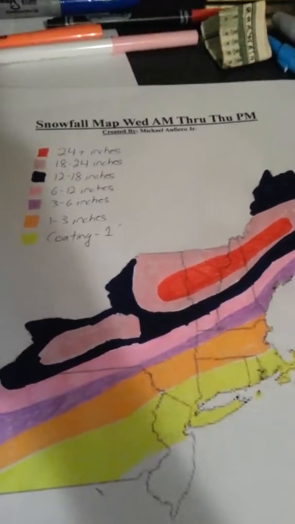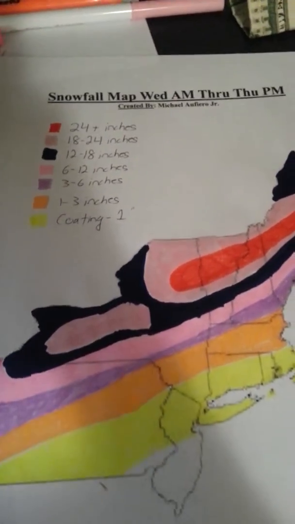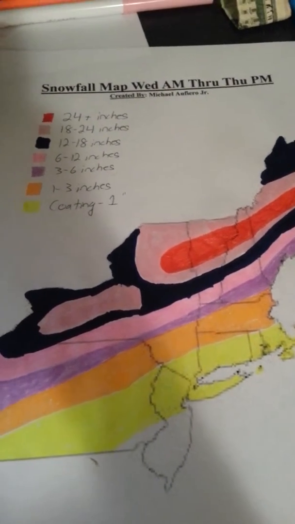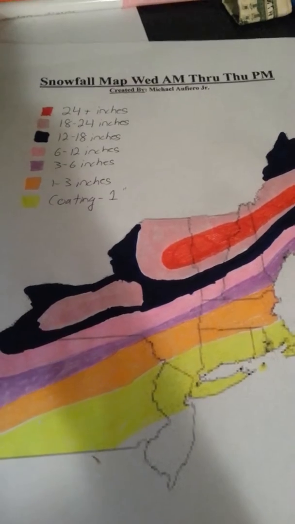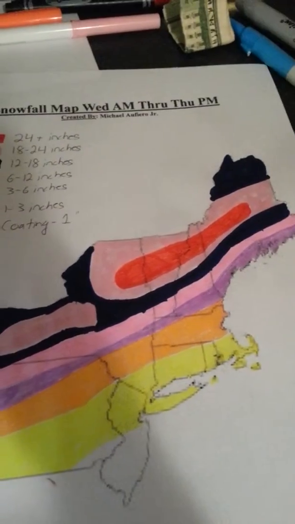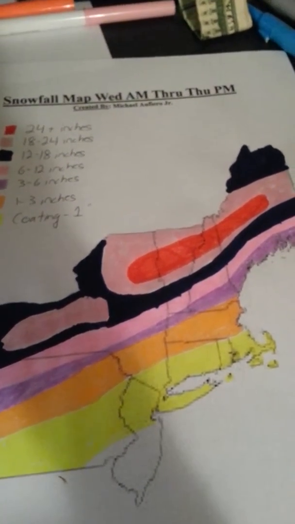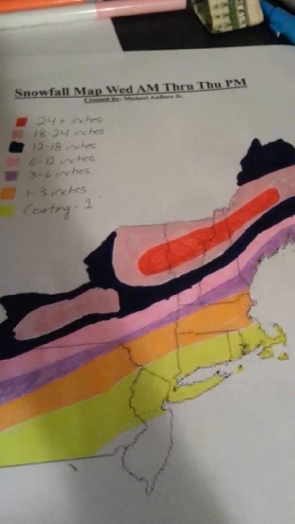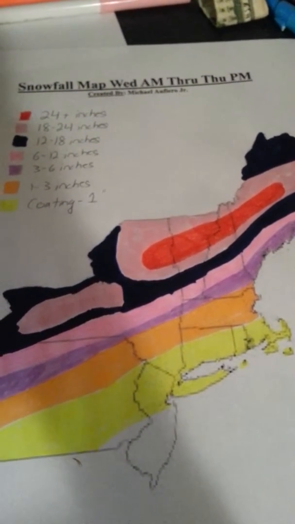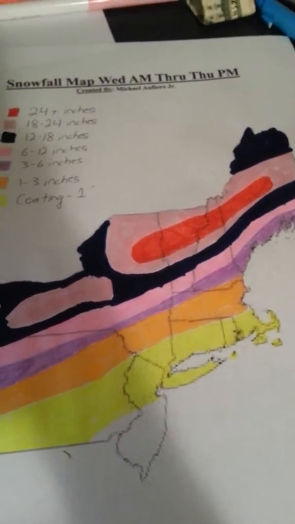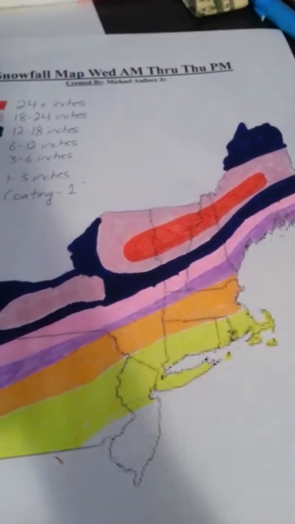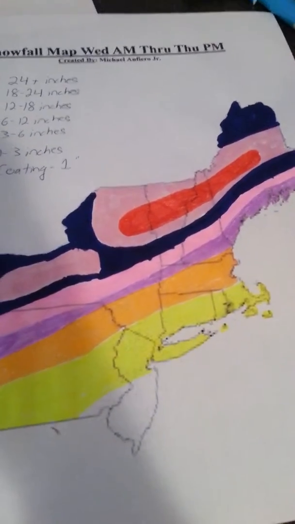Alright, so here's the new snowfall map. Yellow, you're coding to 1 inch. Orange, 1 to 3. Purple, 3 to 6. Lighter pink, 6 to 12. The black or dark blue, 12 to 18. Darker pink, 18 to 24. And I even added a 24 plus inch line in the red. Okay? I want to show you something before I go over this map.